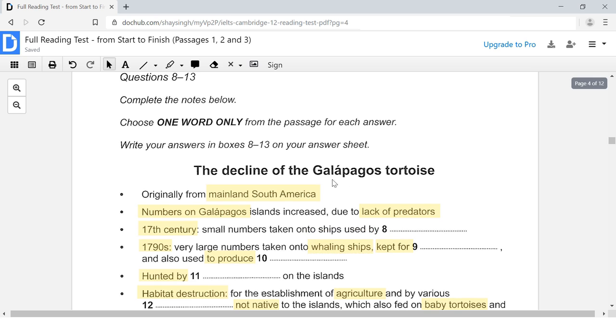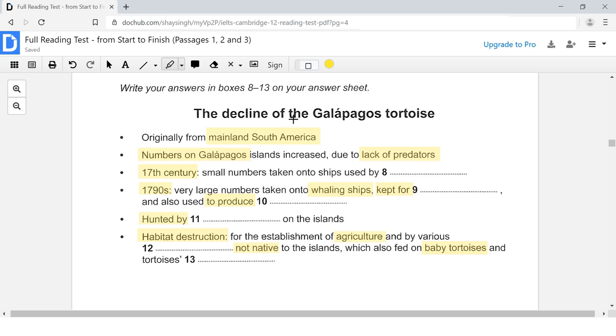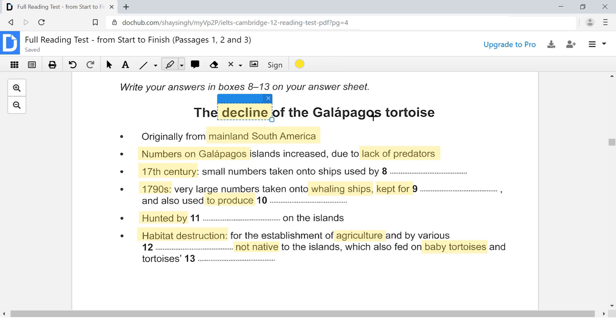And another thing to pay attention to is the title. Now, the title can actually help you to figure out what is the correct paragraph where you're going to find your answers. Because this title tells us that all of this information is talking about the decline of the Galapagos tortoise. So any paragraph where we notice it's talking about decline, that is going to be our correct paragraph in which we're going to find all the answers for this.